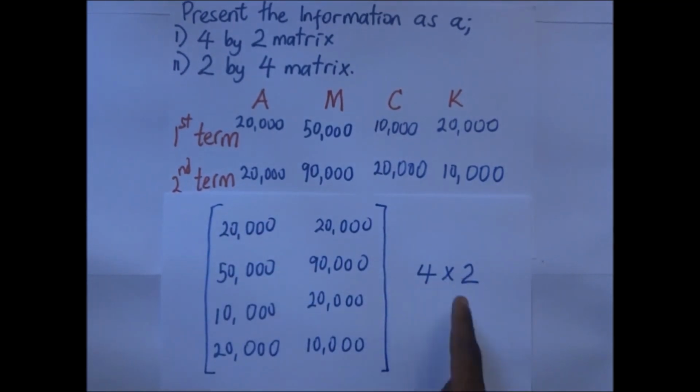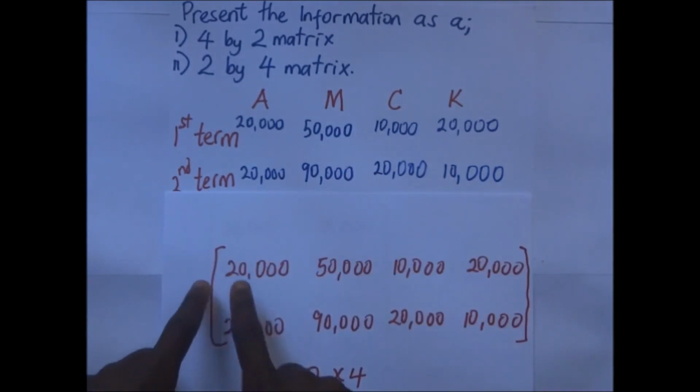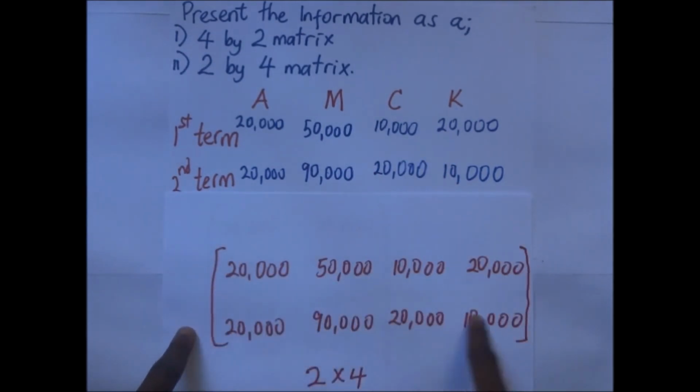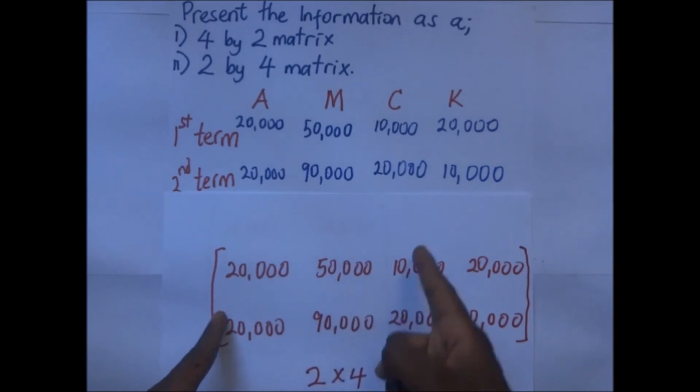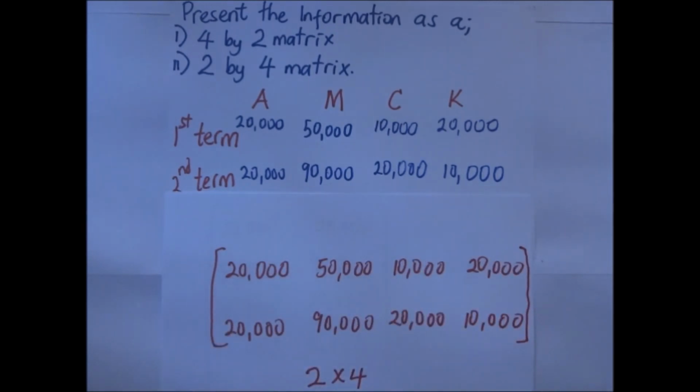So a 2x4 matrix will be the reverse. It will be 2 rows, which is that, and then 4 columns: 1, 2, 3, 4. And that's a 2x4 matrix.